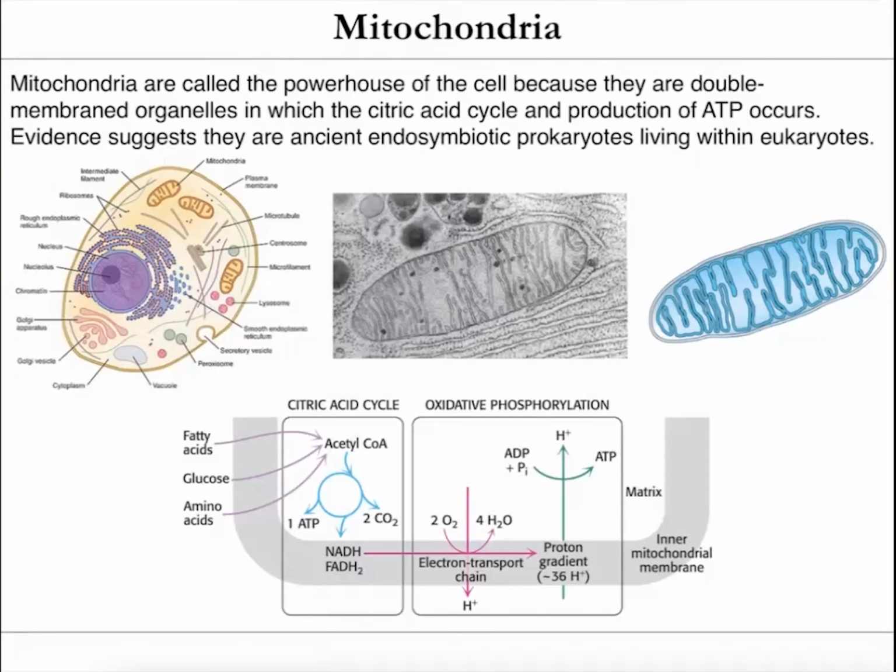Now, one of the coolest organelles, I think, are mitochondria. Mitochondria are called the powerhouses of the cell, and that's because they're the site of most of the metabolic activity in eukaryotic cells. So this is where carbohydrates are finally turned into a whole bunch of ATP, which is usable energy for other parts of the cell.